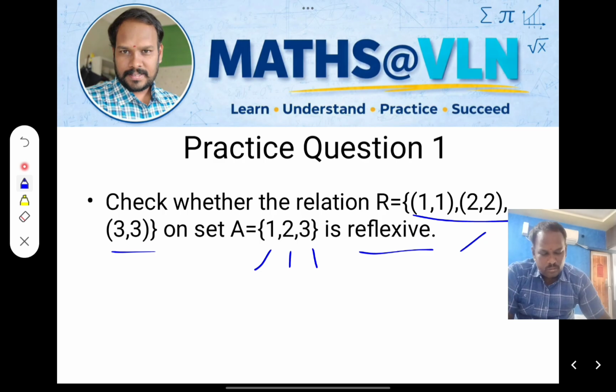Moreover, you can try to say whether it is symmetric. Is this relation symmetric? (1,1) is there. If you interchange (1,1), it is the same, so we call it a symmetric relation also, and a transitive relation also, and we call it an equivalence relation.